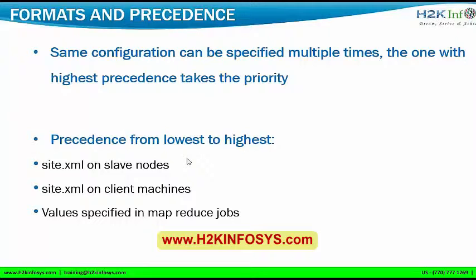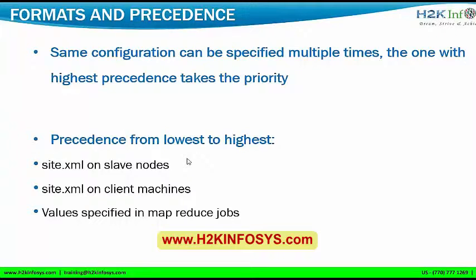And the second priority goes to site.xml on the client machine. There will be a client machine connected to my Hadoop cluster, right? So my client machine takes more priority than my slave node. So in my cluster, the admin has declared the replication factor as 1. But as a client connecting to the Hadoop cluster, I can give the replication factor as 3, such that my data gets replicated thrice.